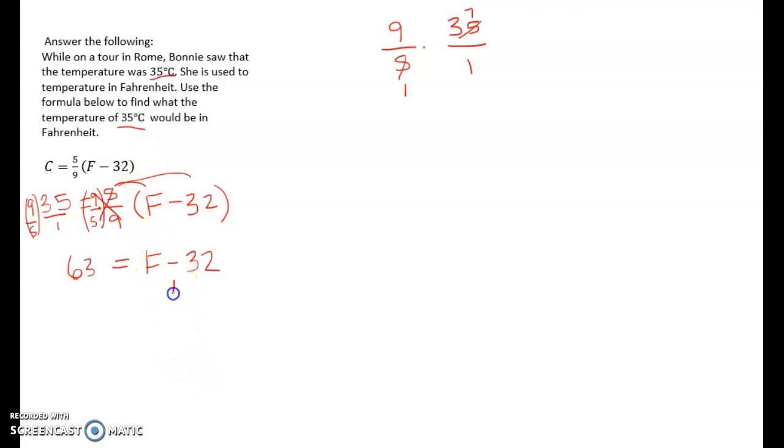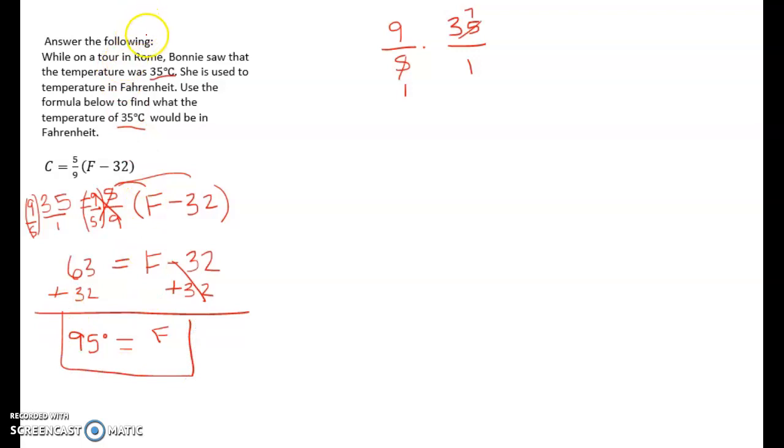Okay, now we want to finish solving for that Fahrenheit. So we add 32 to both sides. Those cancel, and we end up with F equals 95. So our answer then is 95 degrees Fahrenheit. So if the Celsius is 35, Fahrenheit will be 95.